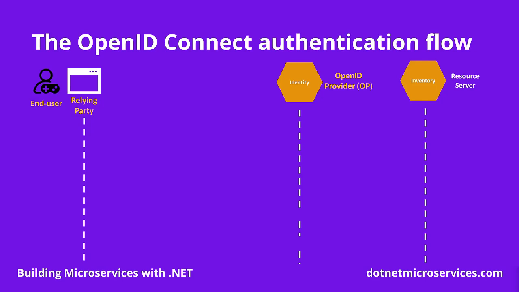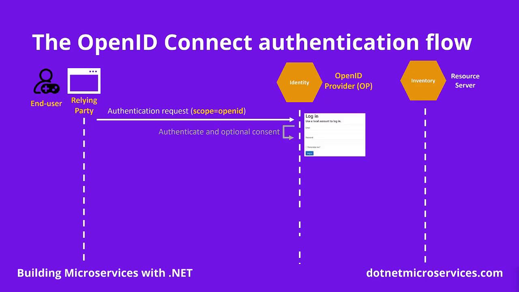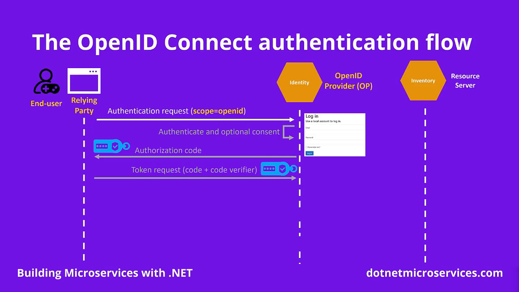The flow starts the same way as with the OAuth 2 flow, but a key difference is that in the authentication request, a very specific scope called OpenID is required. This is really the only thing that signals to the OpenID provider that the relying party needs authentication. Other optional standard scopes could also be used here to retrieve additional claims about the end user. Upon receiving this request, the OpenID provider redirects the end user to the sign-in page as usual, optionally asks for consent to specific permissions, and then returns an authorization code. And just as before, the relying party then uses the authorization code to request tokens from the OpenID provider.